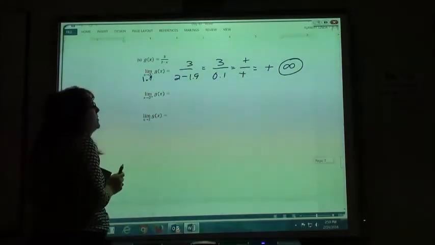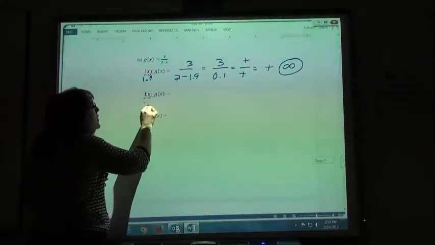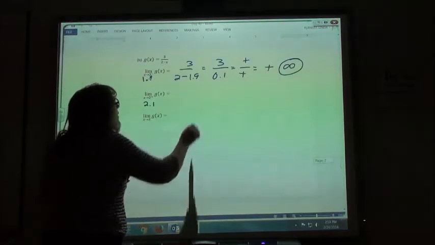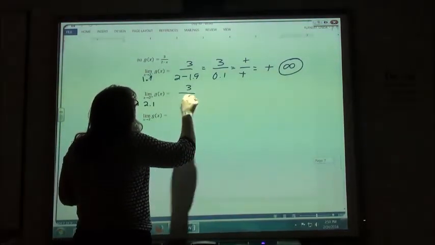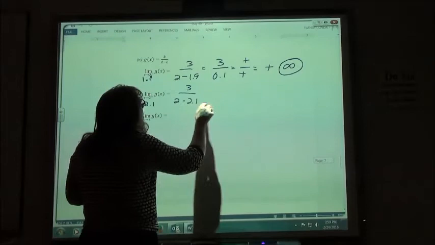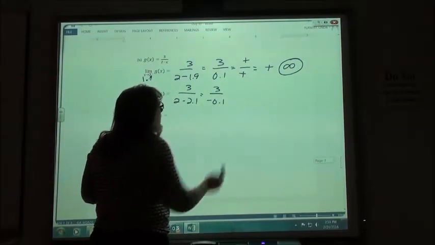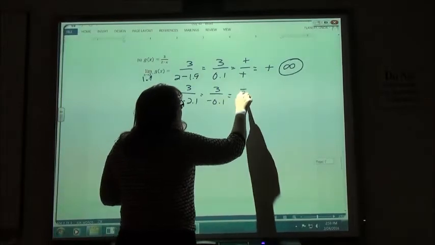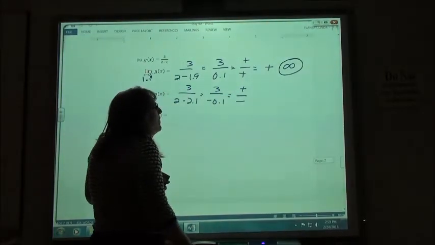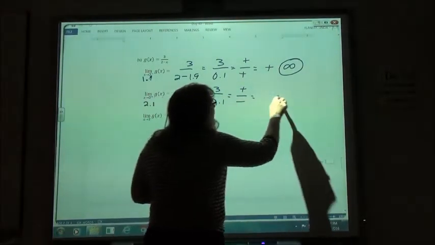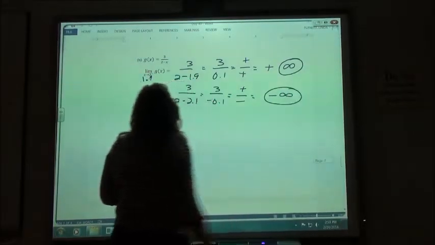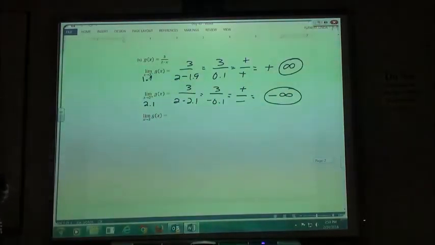Right-hand side, I'm just a little bigger than 2, so I'm going to use 2.1. So I'm going to have 3 over 2 minus 2.1. So I'm going to have 3 over a negative 0.1. I have a positive on top and a negative on the bottom. A positive over a negative is a negative, which means as I approach from the right-hand side, I'm going to be going to negative infinity.